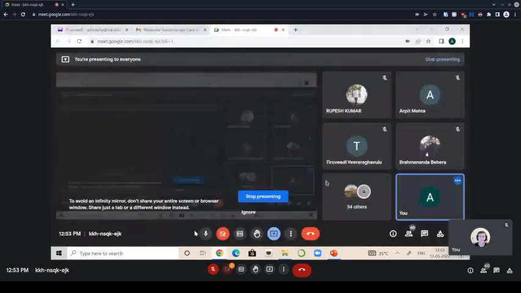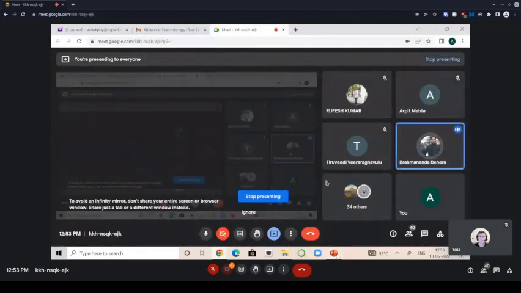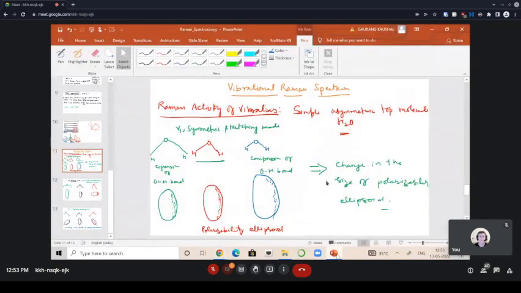Is there any chance of mixing of two modes, stretching and bending mode? In what sense are you saying that? I mean, sir, if the bond is in compression and expansion, and along with that there is a change in angle. Okay, so you are saying that at the same time stretching is occurring, and at the same time the bond angle is also changing. So this type of possibility will be very narrow.